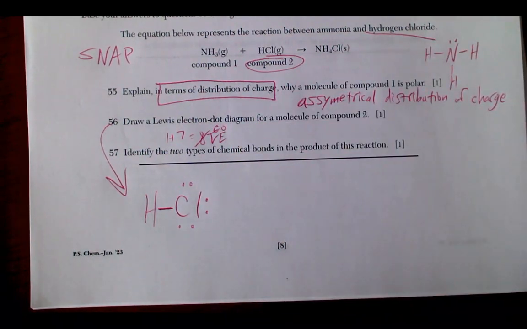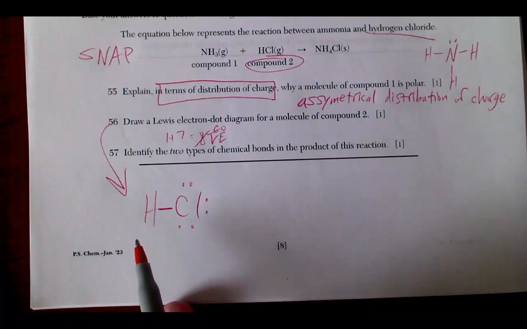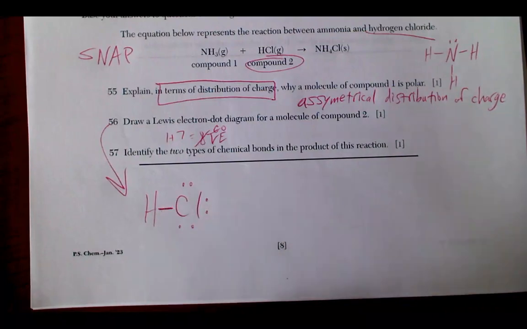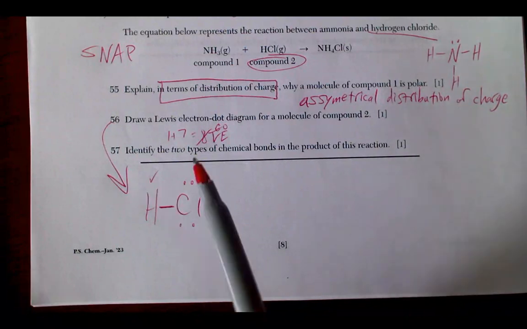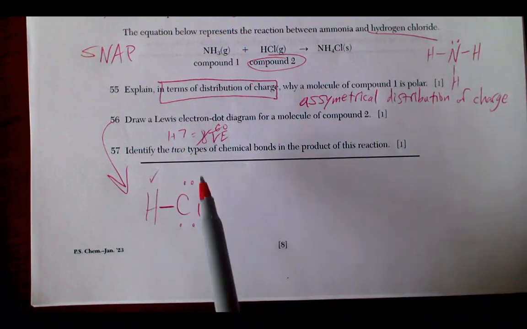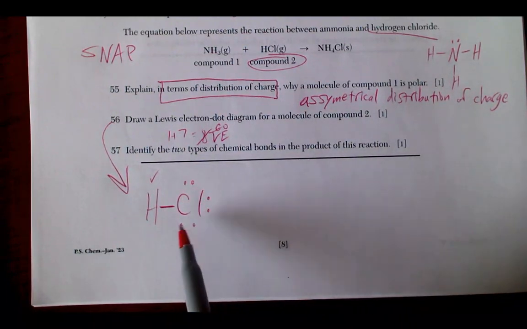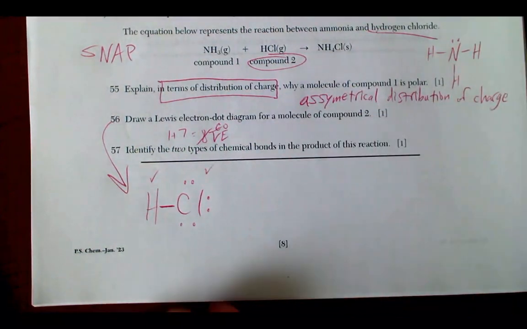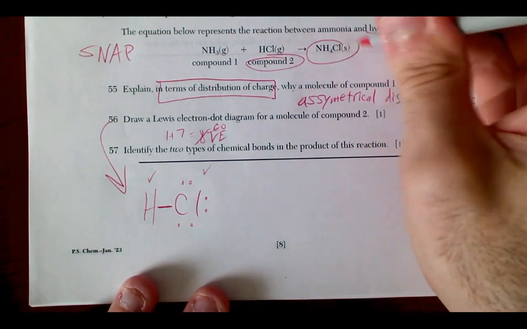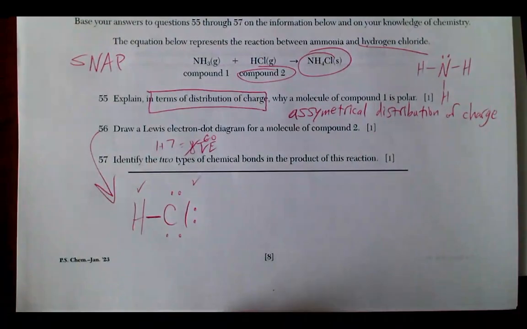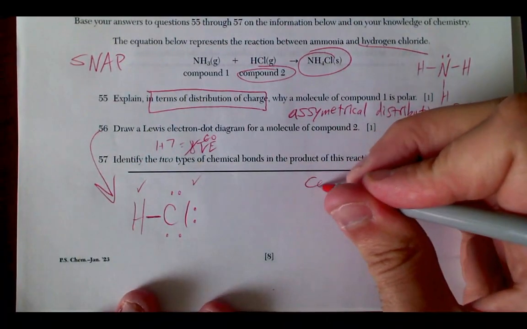I want to make sure everybody has the amount they want. H only wants 2. This H is attached to 1 bond. There's 2 in that bond, so the H is good. Cl, like most elements, wants 8, the octet rule. It's got 1, 2 in the bond, and then 3, 4, 5, 6, 7, 8. It's good. That's what my molecule is going to look like. That's HCl. 57 says identify the 2 types of chemical bonds in the product of this reaction. Anytime we're talking about 2 types of bonds in something, it's always going to be covalent and ionic.